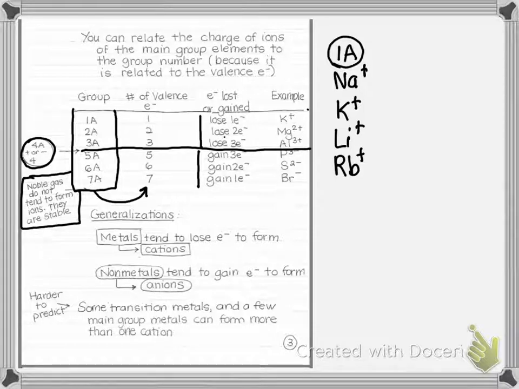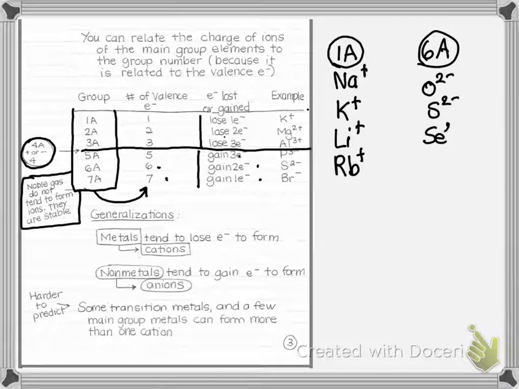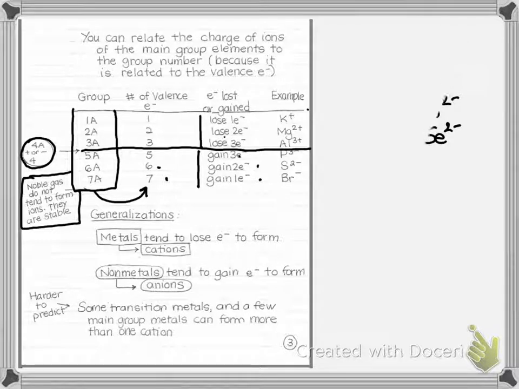Let's look at group 6A. You see here, 5 will gain 3 to have 8, 6 will gain 2, 7 will gain 1. So if I looked at group 6A, I could say, all right, they're going to gain 2. So oxygen, sulfur, selenium, see how it works. So instead of having to memorize all of the different possible charges for the main group, we can relate it to their position on the periodic table thanks to the octet rule.